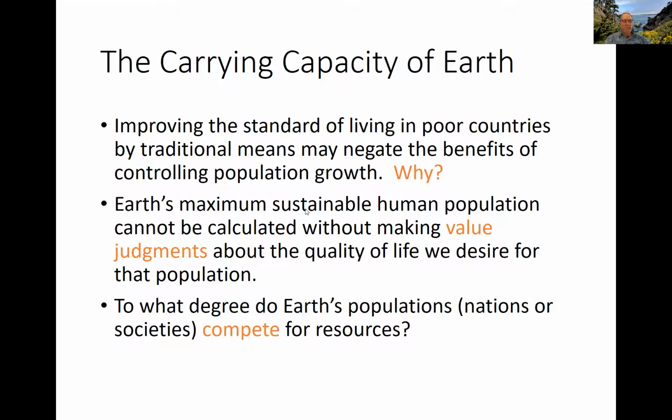What are the ultimate limits here, and what can we expect? How does excess population, a large population of human beings on the planet, affect the prospects? So, the carrying capacity of the Earth: improving the living standards in poor countries may negate the benefits of controlling population growth. If we improve standards of living, we may see initially a surge in population growth. The maximum number of people that can live on the planet implies certain kinds of value judgments about the quality of life, freedom of choice, and democracy. We also have to think about how different populations in different parts of the globe compete for resources.